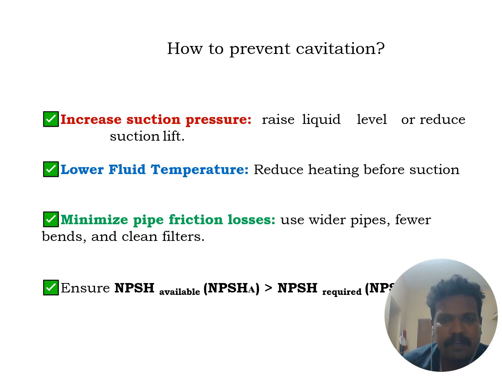Then how to prevent pump cavitation? Increase suction pressure: raise the liquid level in the suction tank or reduce suction lift. Lower fluid temperature: reducing temperature prevents vapor formation, minimizing cavitation. And minimize pipe friction losses: use larger pipes, reduce bends and keep suction lines short and smooth. Then select the right pump. Choose a pump with a lower NPSH requirement for the system conditions.